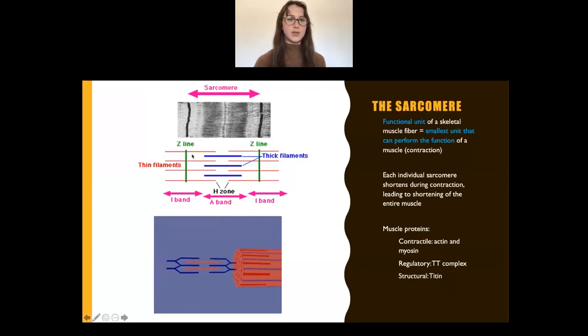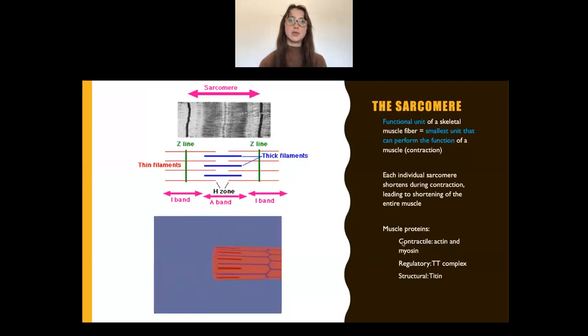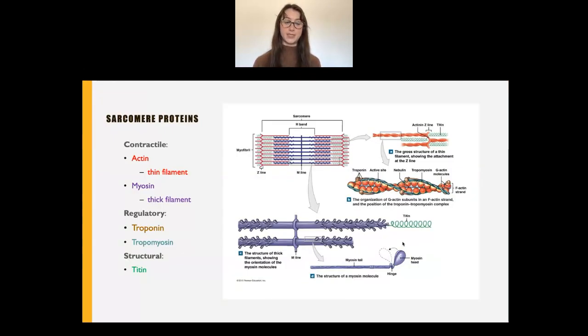In this picture here, you need to know about the Z line, the thin filaments, the thick filaments, and there are also a couple of proteins not pictured on this little diagram. But you need to know contractile proteins, actin and myosin. Those are going to be the thin and thick filaments. Regulatory proteins, troponin and tropomyosin, and then structural proteins. This is going to be titin. So those are the muscle proteins that you need to know that lie within a sarcomere. And here they are in a little bit more detail.